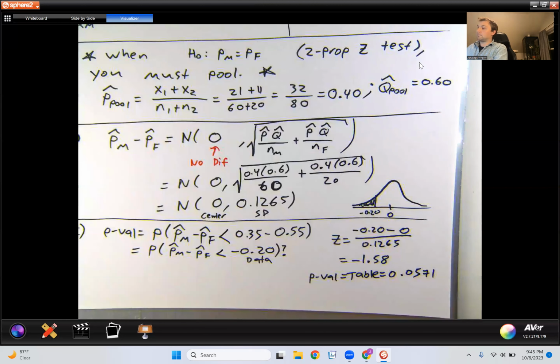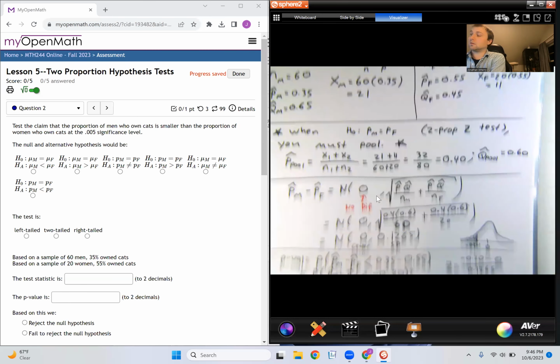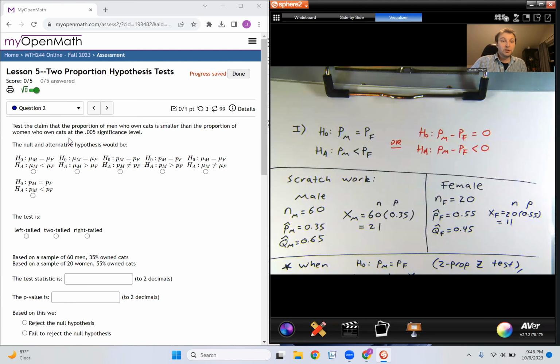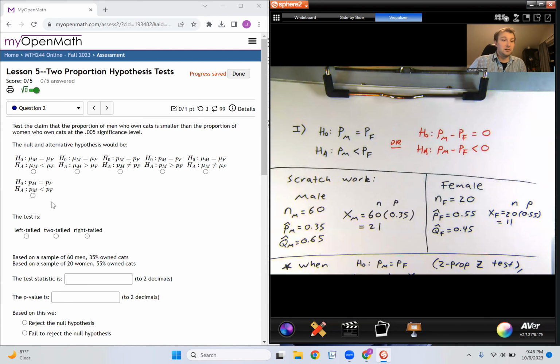Let's look back at this MyOpenMath question, and let's start filling some things in. First part of this, and we're going to come back to those numbers. We are looking at proportions, so I'm ignoring everything with mu. I'm working with proportions. Null hypothesis is going to have an equals, and I am checking if the male rate is lower than the female rate. So I'm choosing male lower than female.